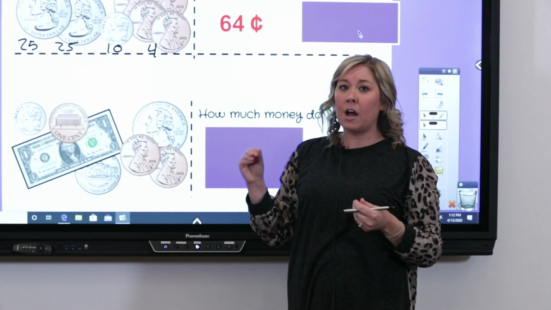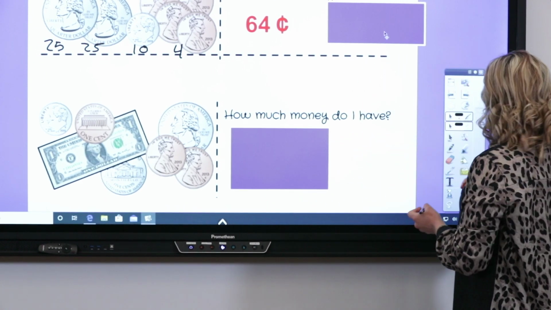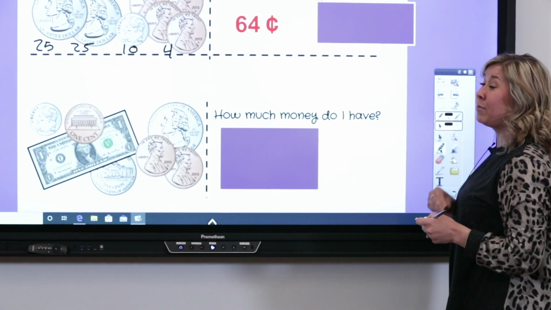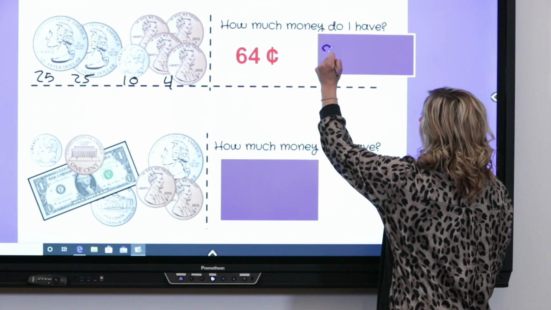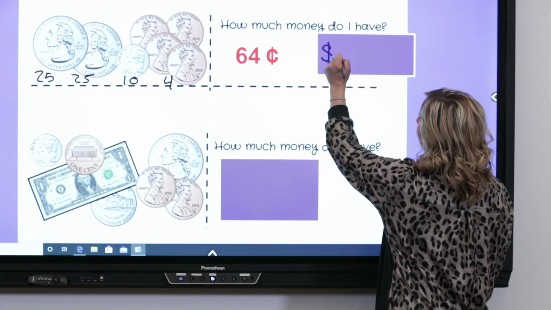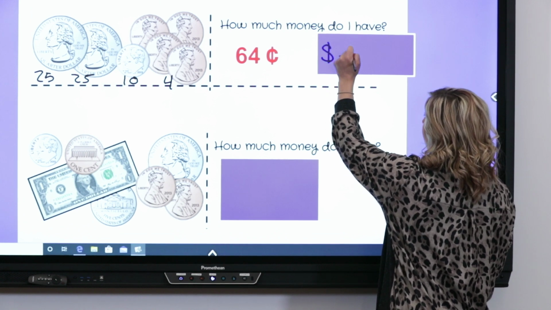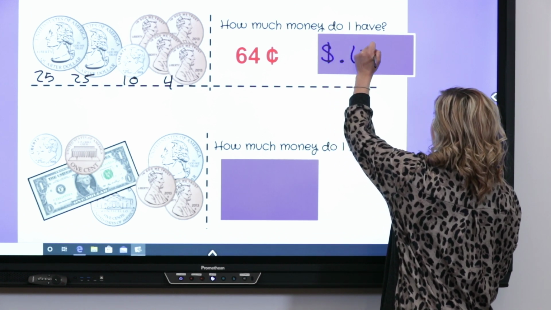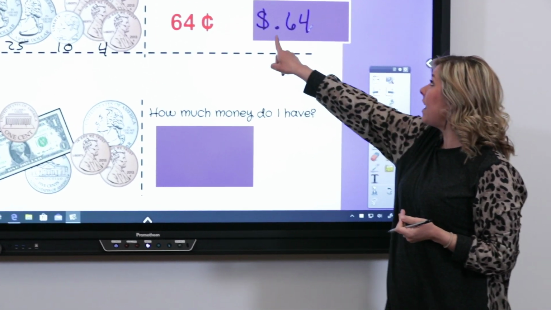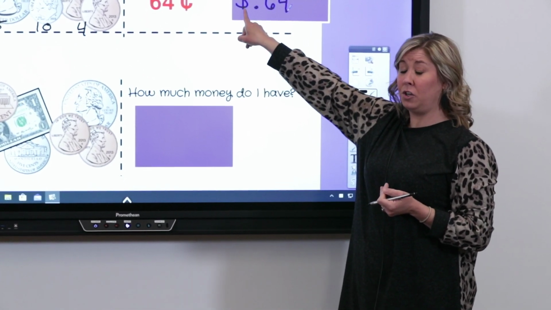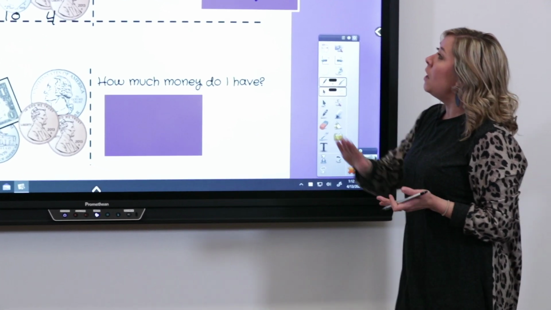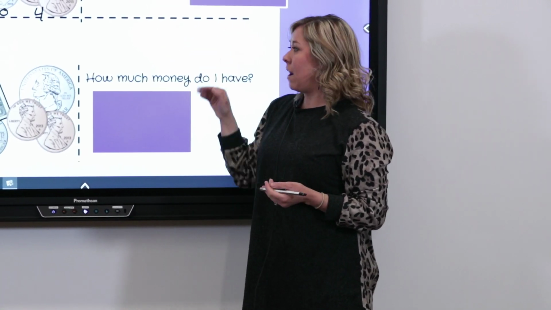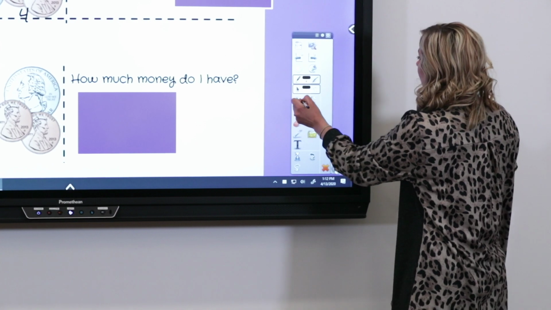Now, since this is under $1, it's less than $1, I can also represent this amount using my dollar sign. So I would put my dollar sign and then my decimal point, and then I would write 64. You can have a 0 up here too between the dollar sign and decimal point if you choose. You don't have to, but you do need to be able to show these amounts both ways. Let's look at the next one.